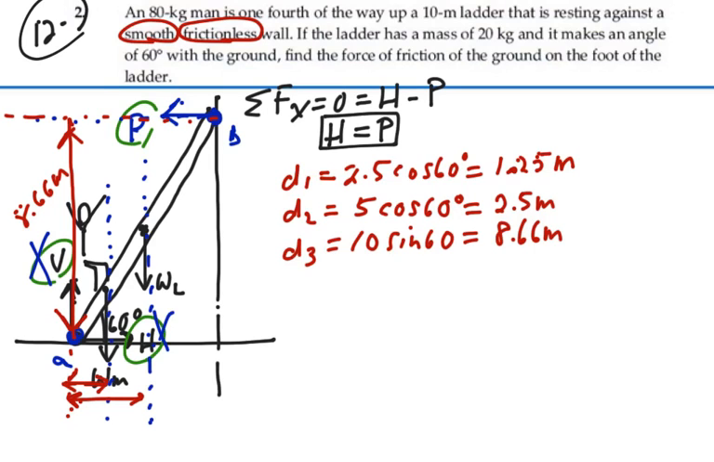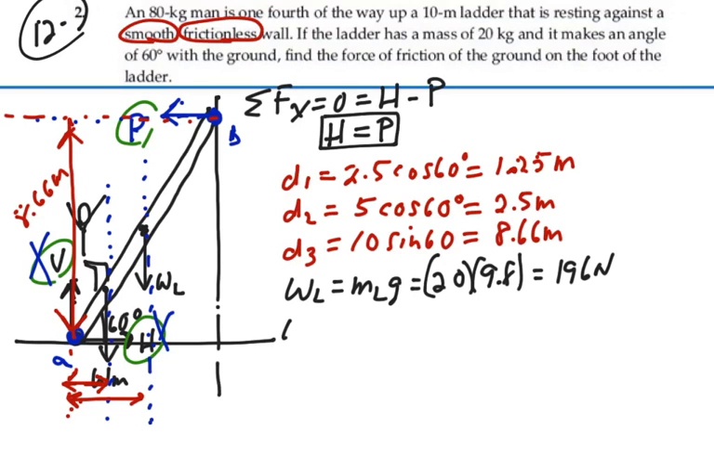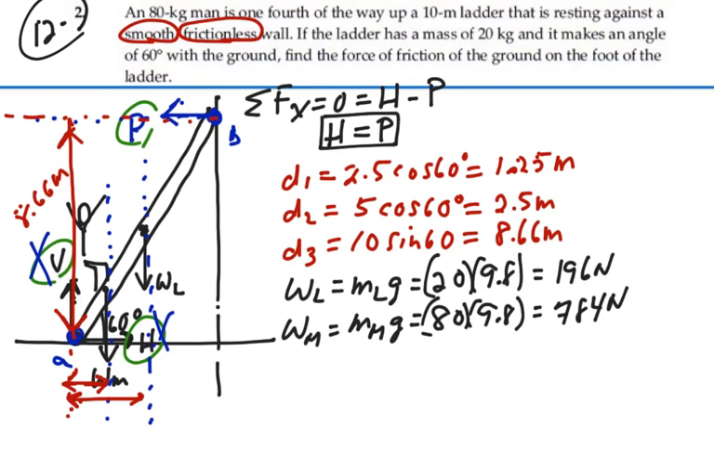We also need to know the weight of the ladder, which is the mass of the ladder times G, and that's going to be 20 times 9.8, 196 newtons. And I need the weight of the man, which is the mass of the man times G, which would be 80 times 9.8, 784 newtons. Okay, so we got our weights, we got our moment arms.